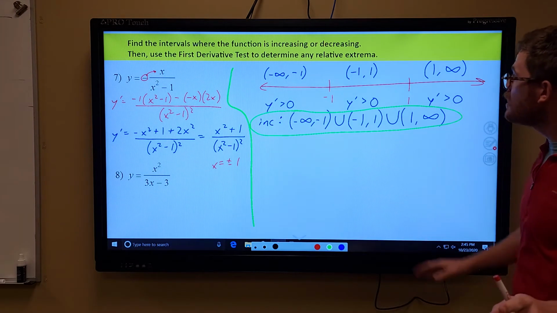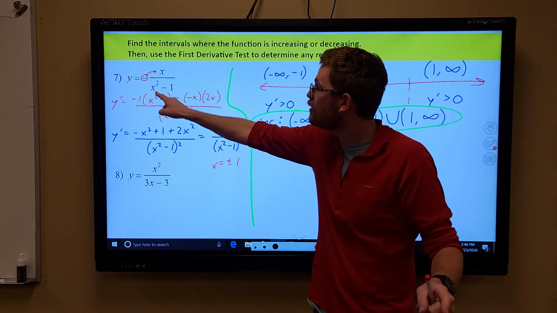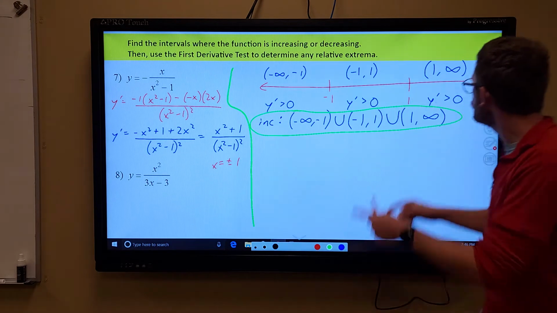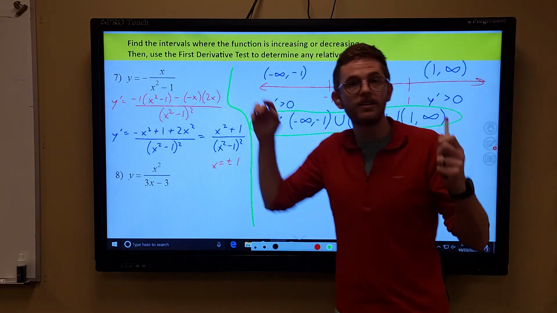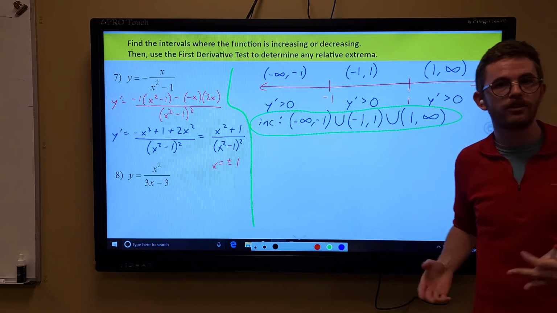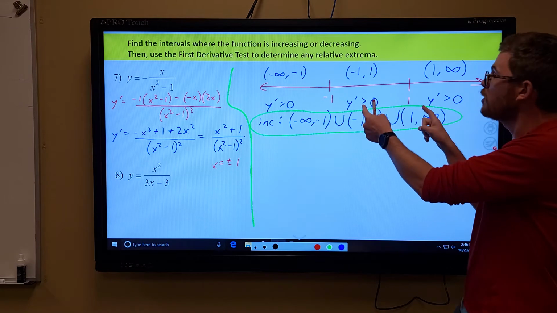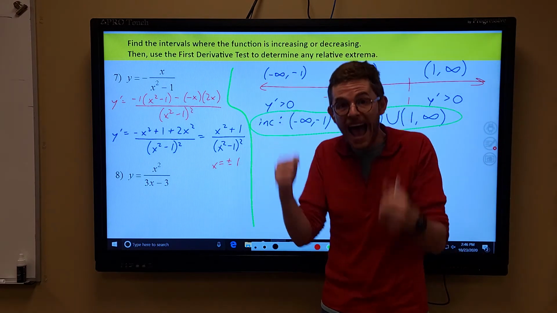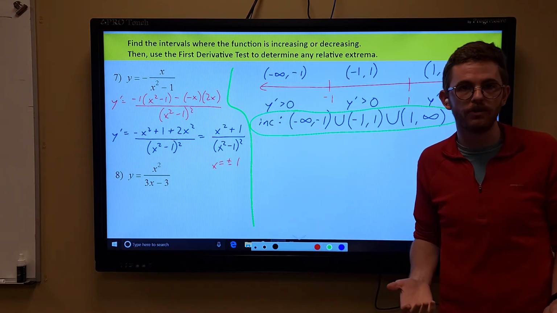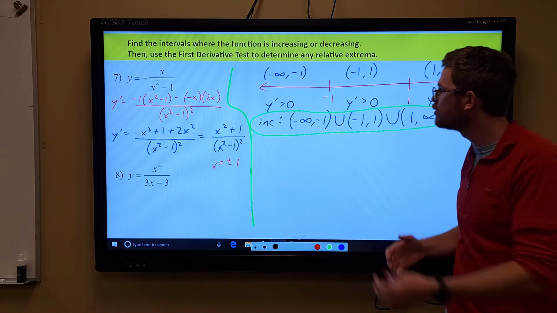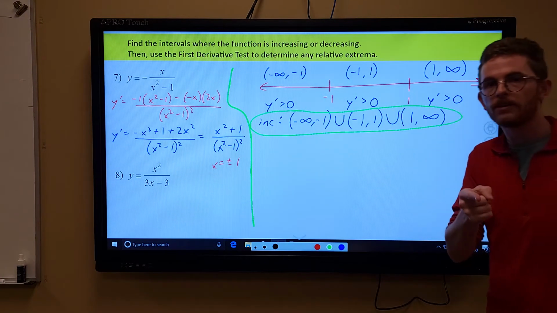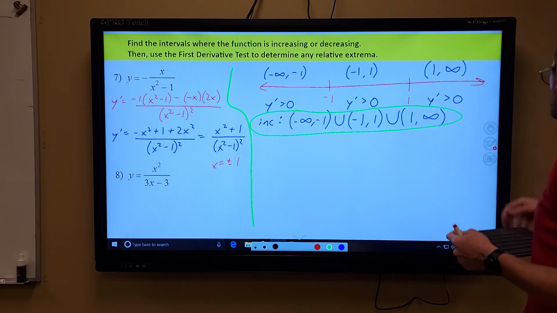But on top of that, at -1, if you plug that into the original function, that point does not exist. If we plug in +1, that point does not exist. So even if it did change from increasing to decreasing on these intervals, because -1 and +1 are not giving us actual points on the actual function, then they would not be relative extrema. So for multiple reasons, there are no relative extrema, and we do have 3 intervals of increasing. Let's see it on a graph. Let's visualize it.